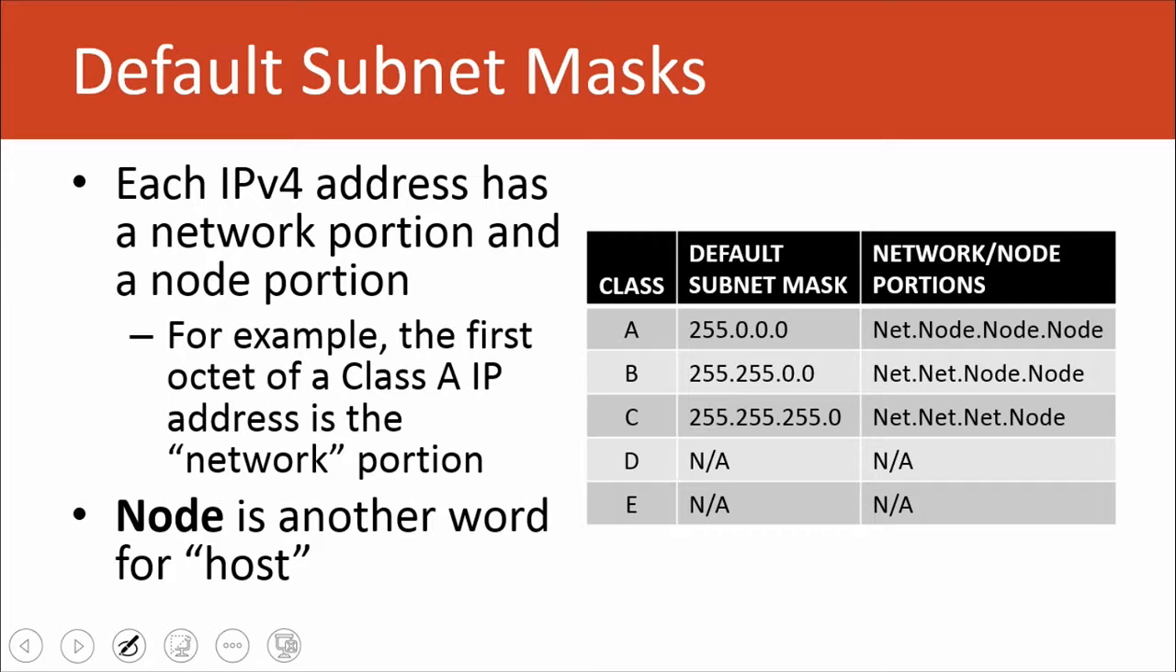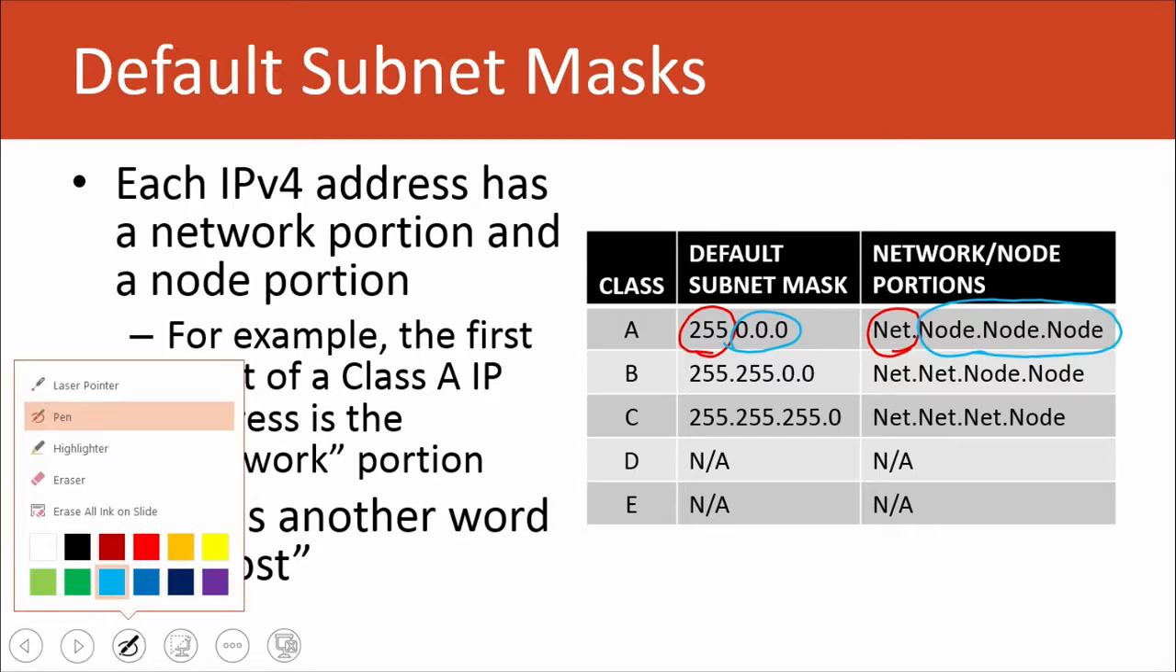All right, so with Class A addresses, the default subnet mask is 255.0.0.0. What that means is that if you have 255, that portion belongs to the network. In contrast, if you have zeros, then that portion belongs to the hosts, right? So that helps uniquely identify a host or a node.